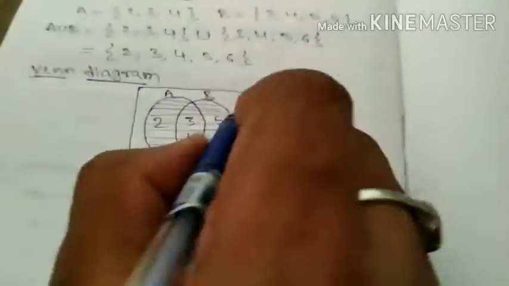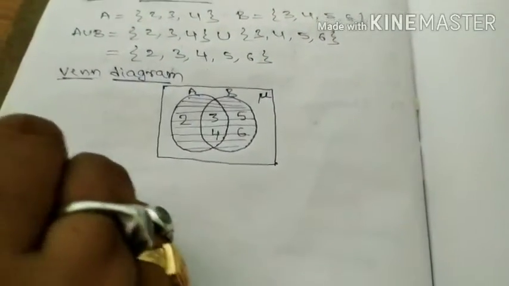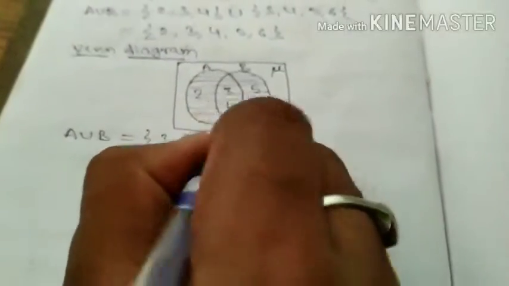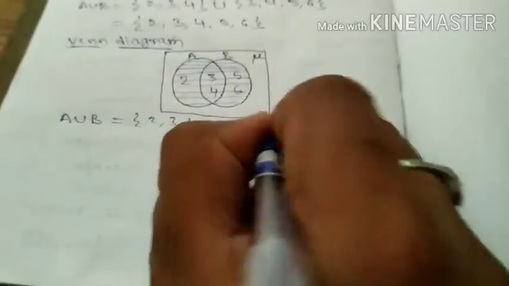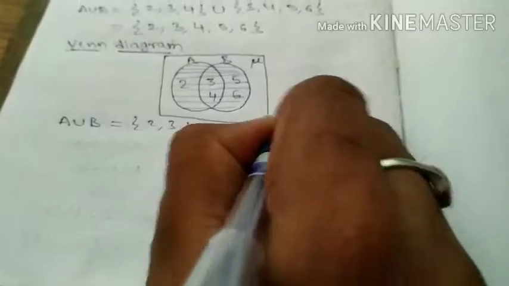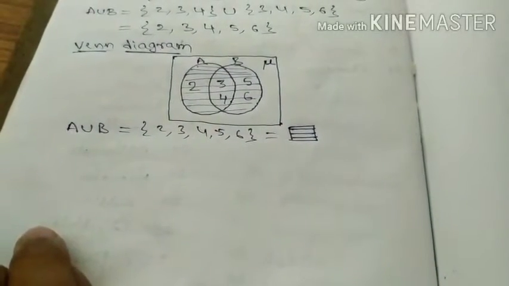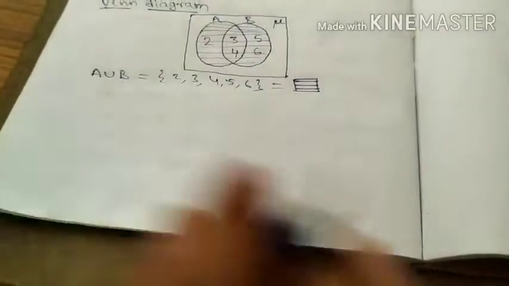Down or beside, right. Here A union B is represented by 2, 3, 4, 5, 6. Beside it, in one box, how do you shade it? This is A union B, the Venn diagram of A union B.